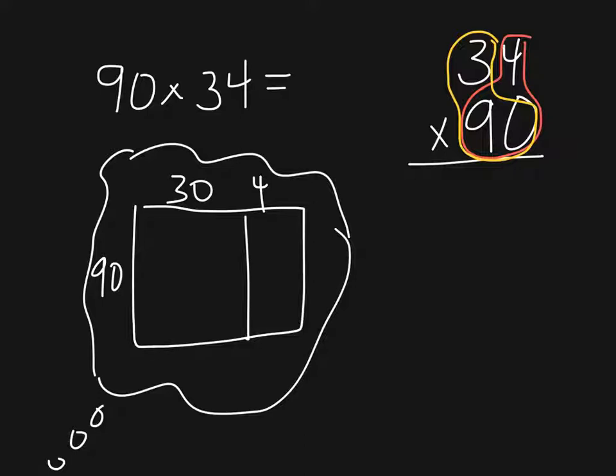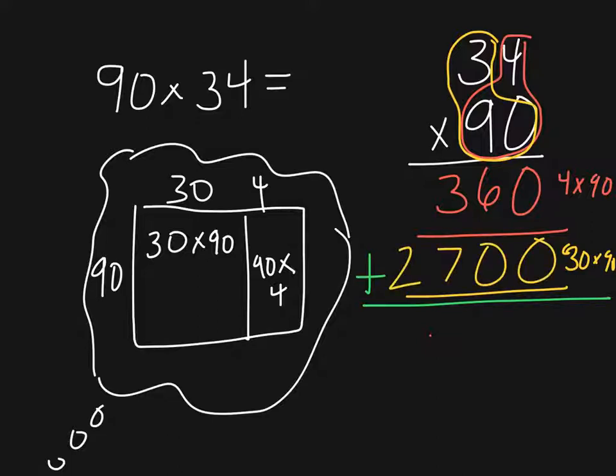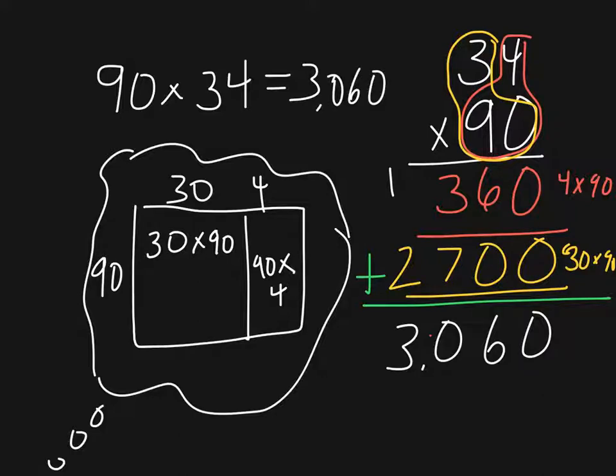my 90 on the other side, and then I'm going to ask myself, the 3 tens times 90, what is that partial product? And the 90 times 4, what is that partial product? So what is the partial product when I multiply 4 times 90? And what is the partial product when I multiply 30 times 90? And then finally, what is my final answer? Hopefully you got that 4 times 90 is 360. 30 times 90 was 2,700. And when we add these all up, we end up with 3,060 as our final answer.